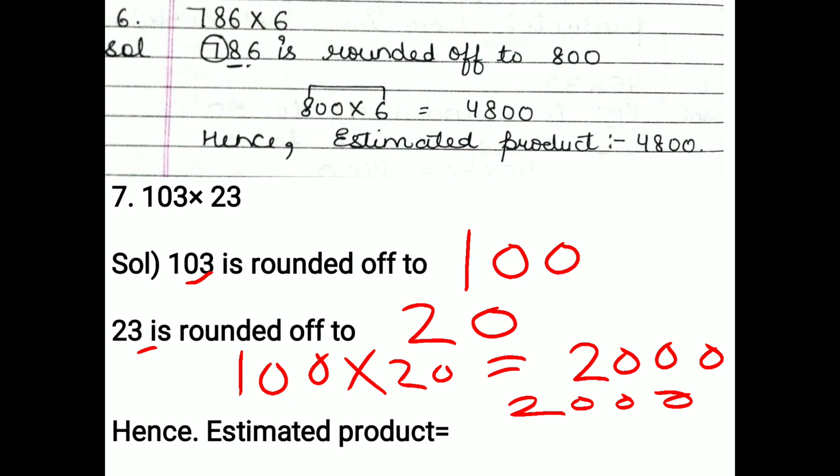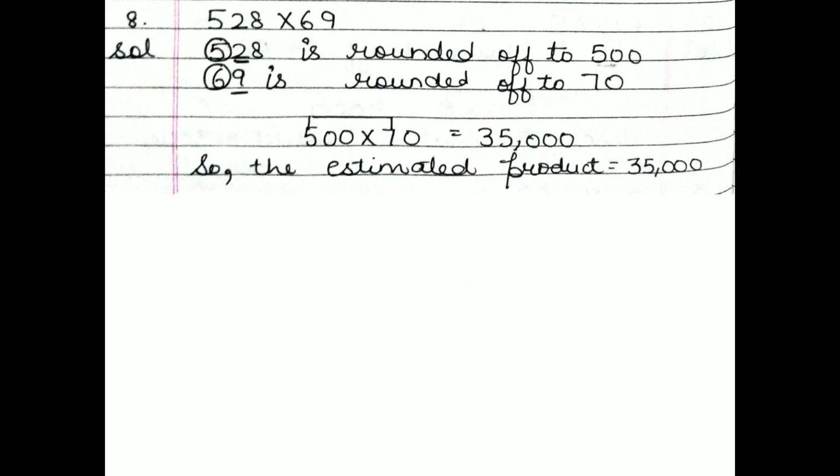Clear? Now we do the last part of it. The last part is 528 into 69. 528, we round off 5 only. Why? Because 5 is in the hundreds place and we see the tens place number. The tens place number is smaller than 5. So we will not change 5. 5 will come as it is and from the underlined digit to the last digit, all digits become 0 0.